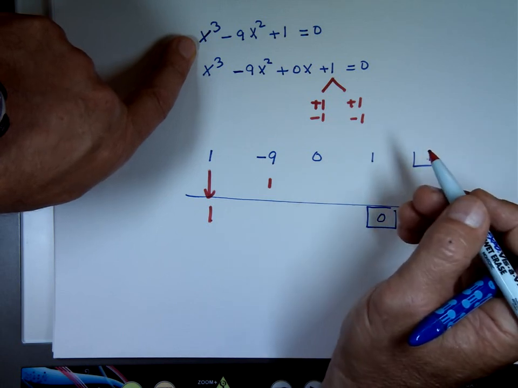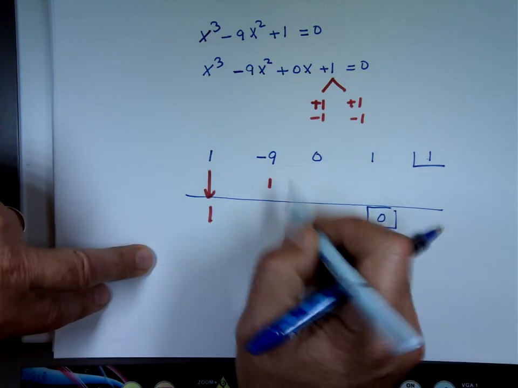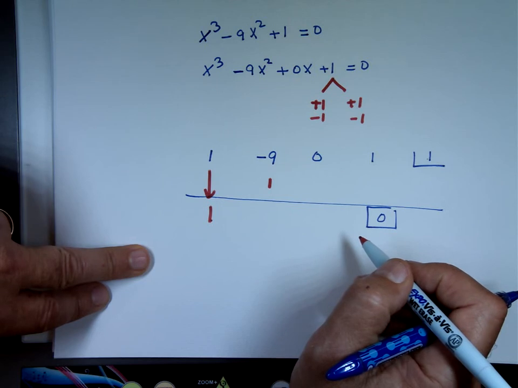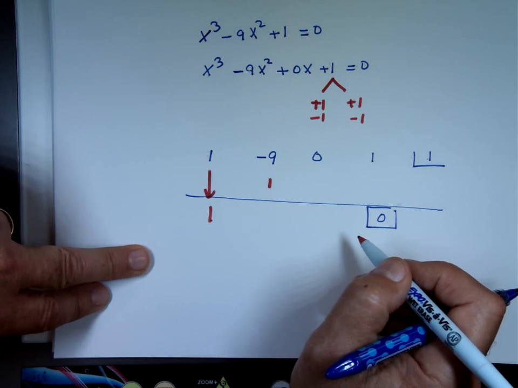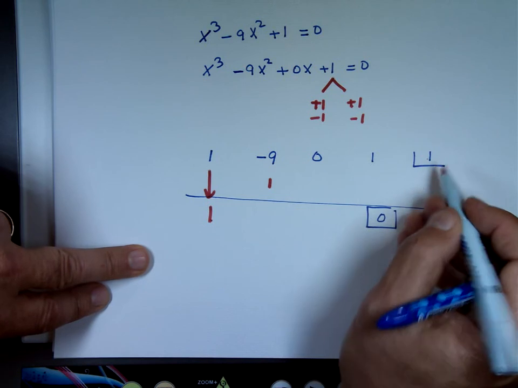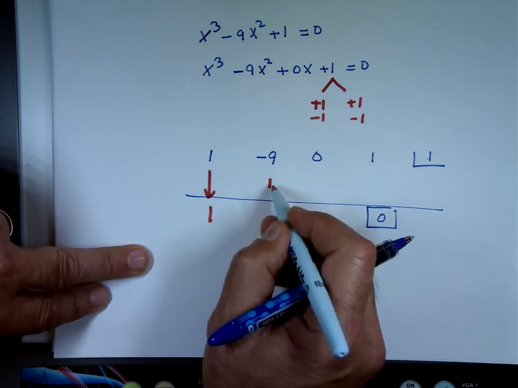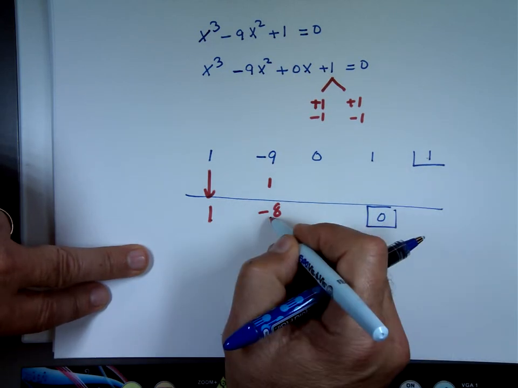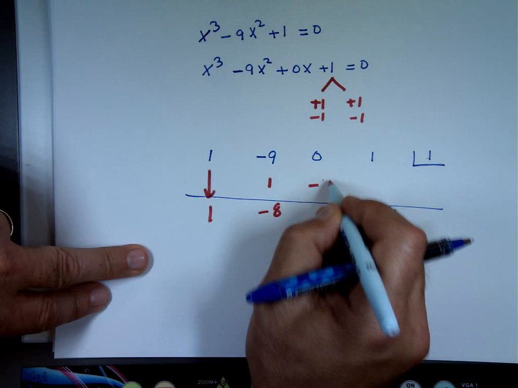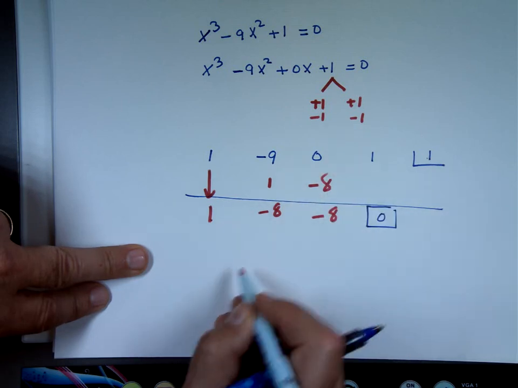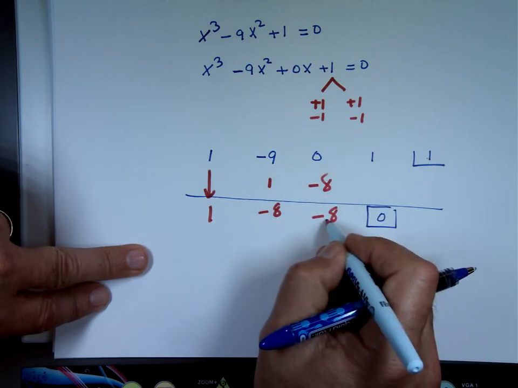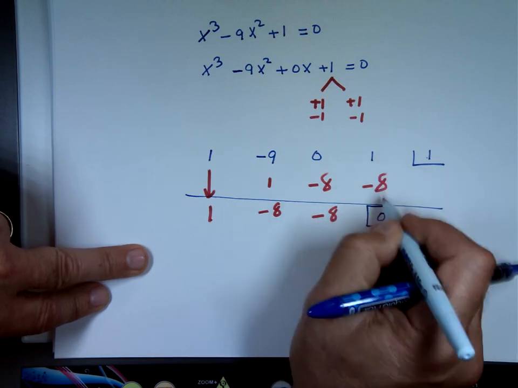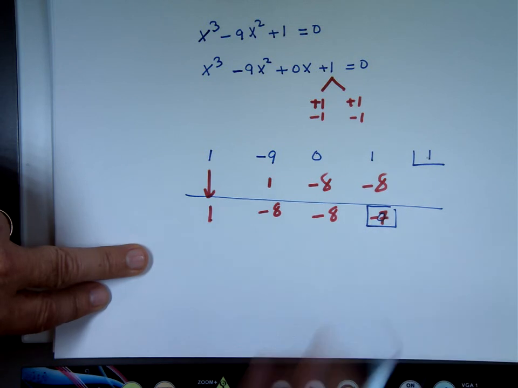So in this case, this method won't work, but that's okay. We have to think of a different method. Newton's method. We have to do Newton's method for that one. Yep, that's the only way for that one. The reason it doesn't work, watch this. 1 times 1 is 1. 1 times minus 9 is minus 9, plus 0 is negative 8. 1 times a minus 8 is negative 8. Let's add them. That's negative 7. It's not 0. That's not good.